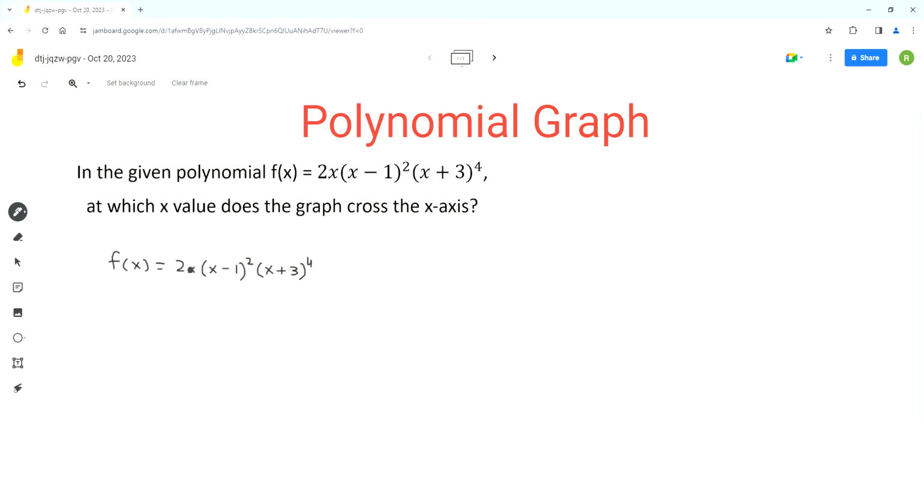Now in this factored equation, there are three factors. So the first factor is 2x. The second factor is x minus 1. And the third factor is x plus 3. So we can find the x-intercepts by setting each of these factors equal to 0 and then solving for x. So the middle one is x minus 1 equals 0. And then for the third one, we get x plus 3 equals 0.